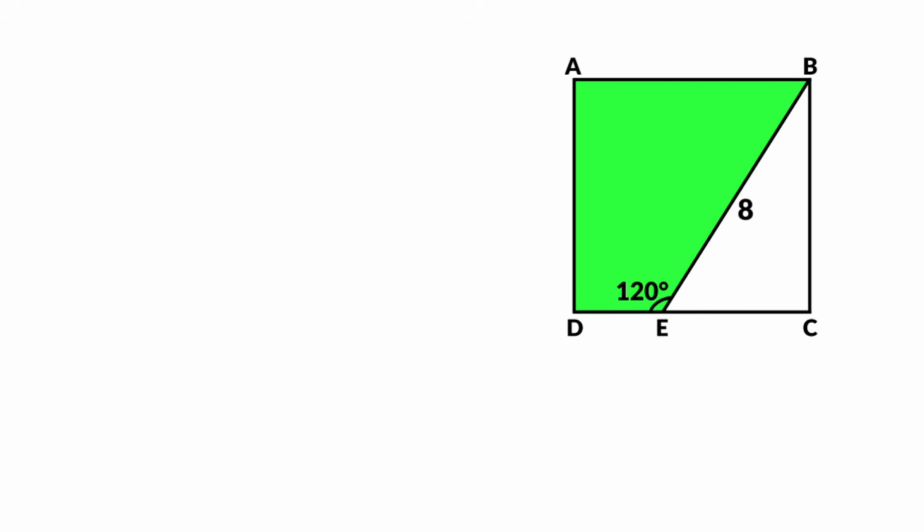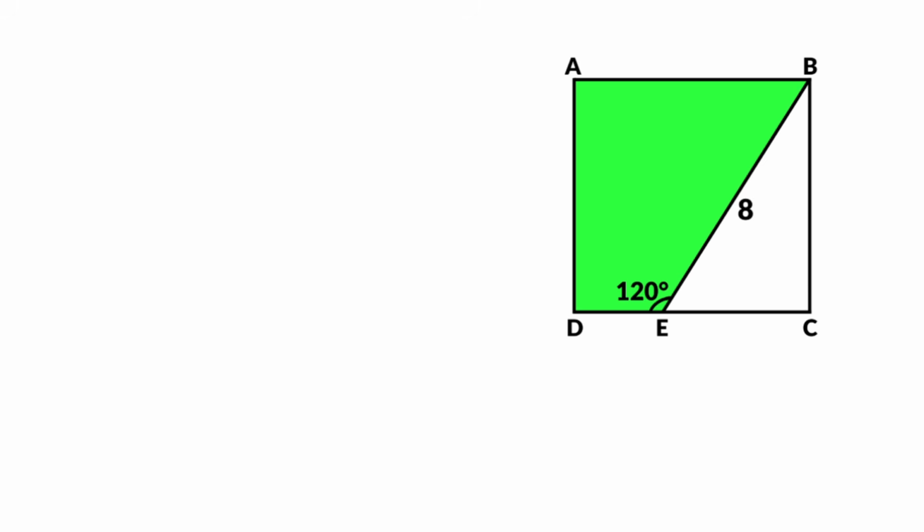We have a square, A, B, C, D. Inside the square is the shaded trapezoid, A, B, E, D. Our goal is to find its exact area. Here's what we're given. Segment BE has length 8, and angle BED measures 120 degrees. That's all the information we need.